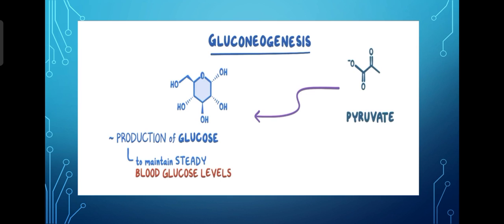Next is gluconeogenesis. Gluconeogenesis is the synthesis of glucose from non-sugar precursors such as lactate, pyruvate, and the carbon skeleton of glucogenic amino acids. Here you can see production of glucose from pyruvate in order to maintain steady blood glucose levels.